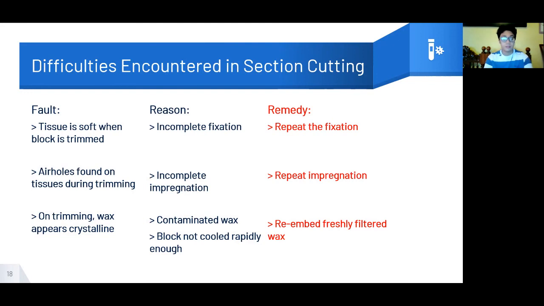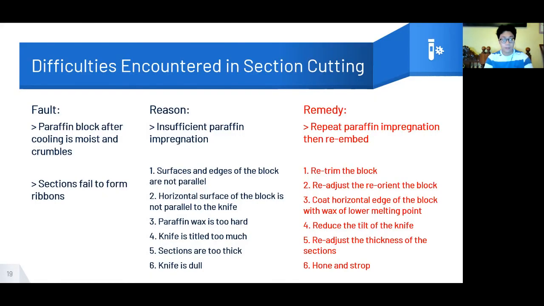And then on trimming, wax appears crystalline or crystal-like. Reason: contaminated wax, or the block is not cooled rapidly enough. Remedy: re-embed in freshly filtered wax. Next, the paraffin block after cooling is moist and crumbles. Reason: incomplete or insufficient paraffin impregnation. Remedy: repeat paraffin impregnation, then re-embed.